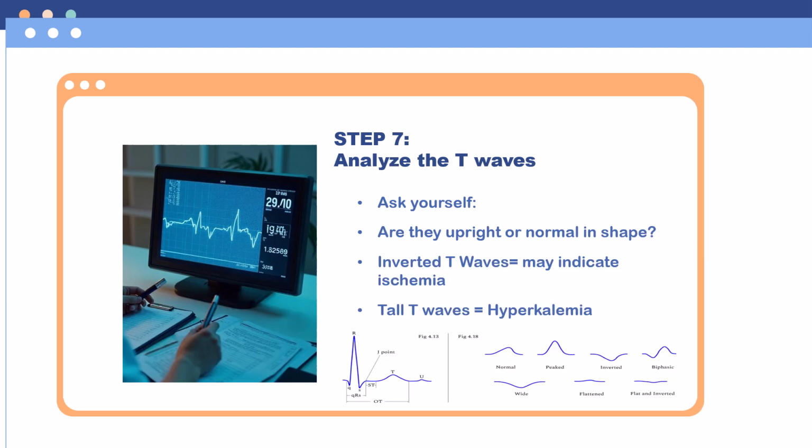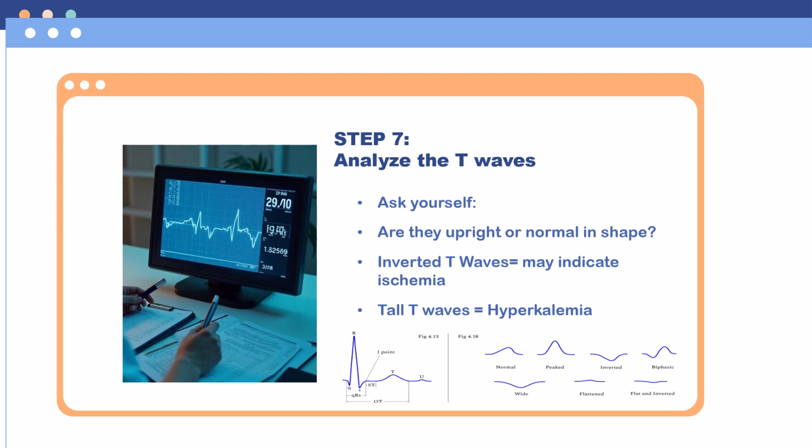Next step is to analyze the T waves. It's very important to see your T wave to know whether it's an ischemia or a hyperkalemia or whatever. Ask yourself, are they upright as they should be? This is your T wave. Are they the way they should be?